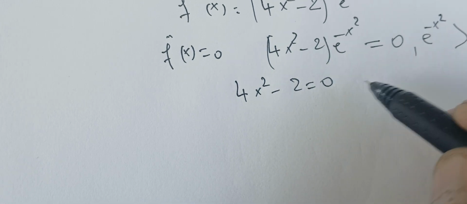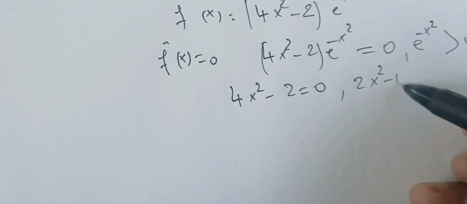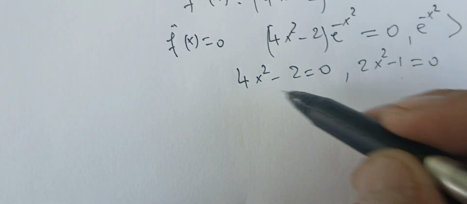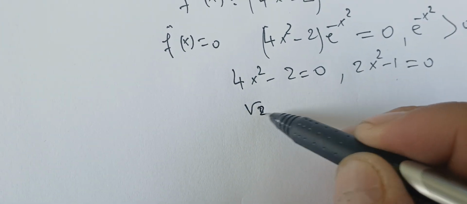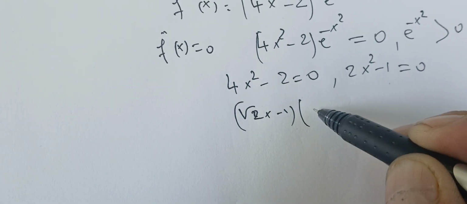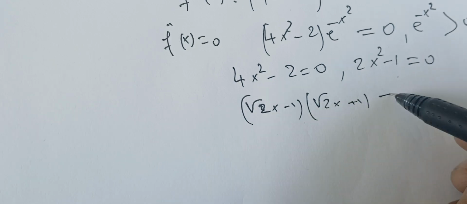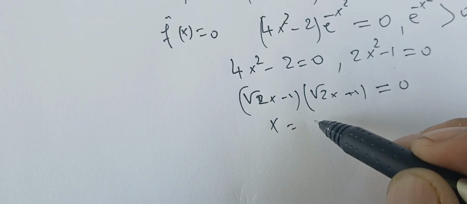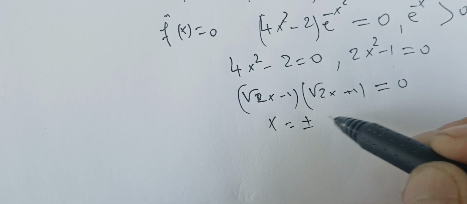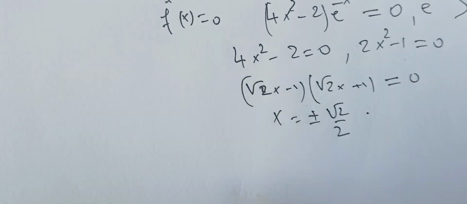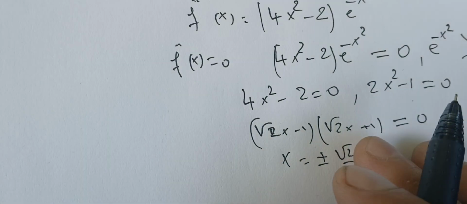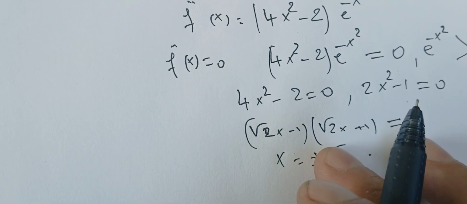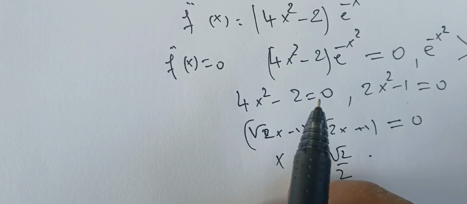And this means that 2x squared minus 1 is 0. We can factor this as square root of 2 x minus 1 times square root of 2 x plus 1 is 0. Therefore, we have x is either plus or minus square root of 2 over 2. So these are the values of x that would make the second derivative 0.